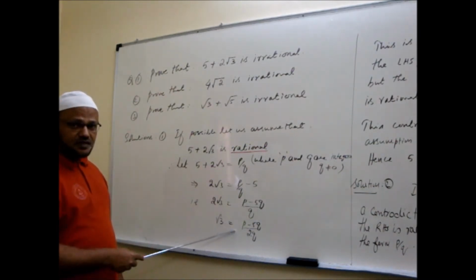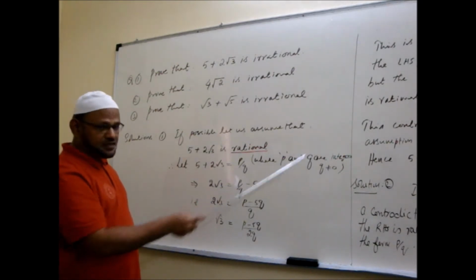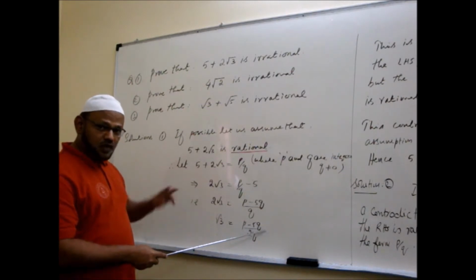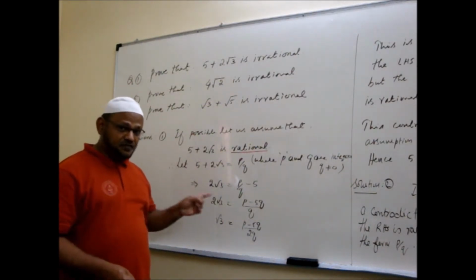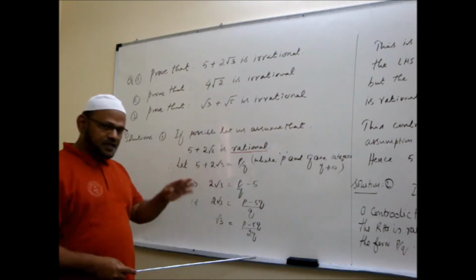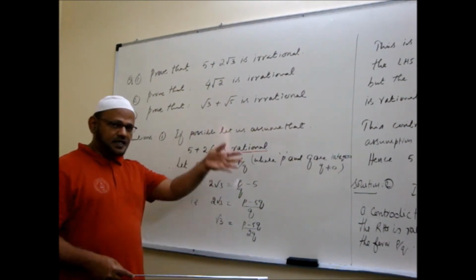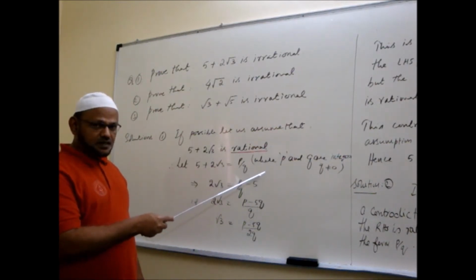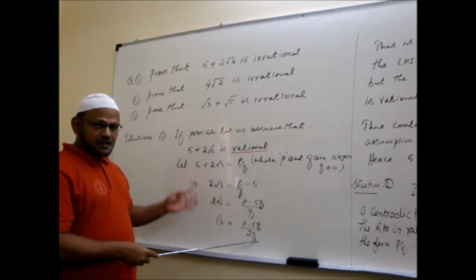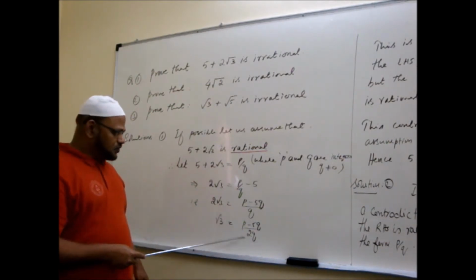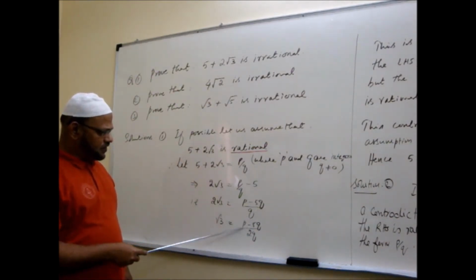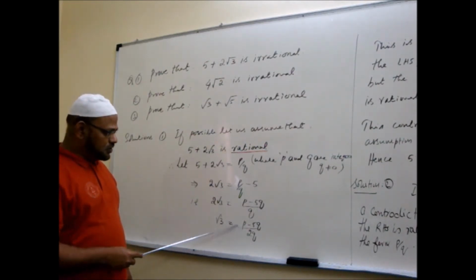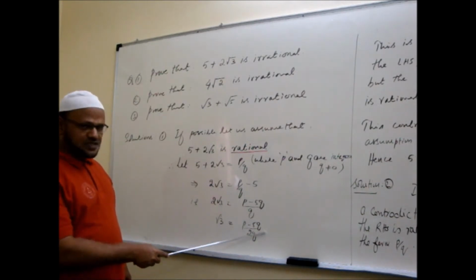You know why rational number? Because p and q are integers. What happens? p minus 5q will be an integer. This is a property of integers. If p and q are integers, p minus 5q, or any number of times q, will be an integer. Same way q is an integer, naturally 2 into q, any integer multiplied by 2, is also an integer. So what happens? This is a fraction having numerator and denominator integers, denominator not equal to 0. So this will become a rational number.